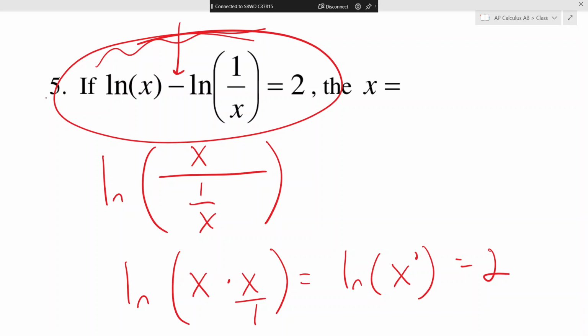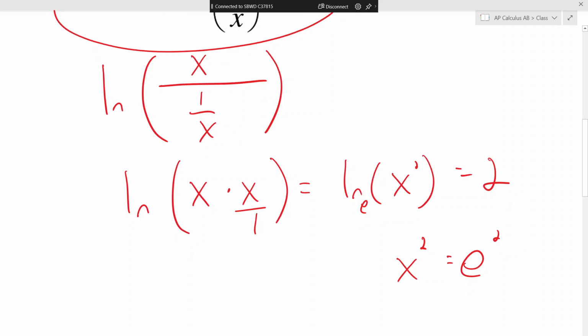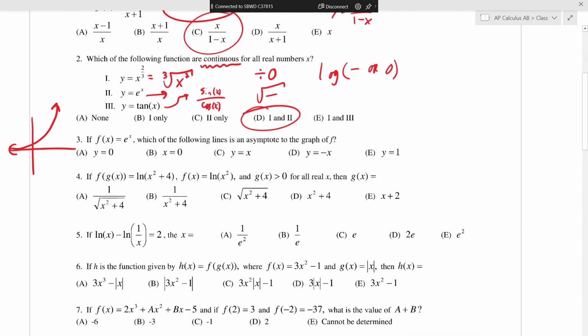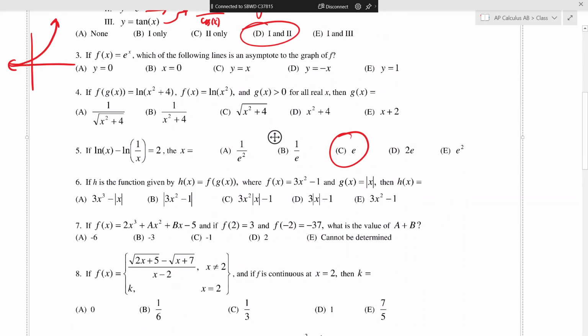Now, I know you don't like logs, and we went over this already, but still for some reason you block it out in your head. Ln of x squared equals 2 says that this is base e. E to the second power is x squared. That's what that says. And if e squared equals x squared, then it sure makes sense that e is x. All right, so that's the answer to that question. Boom, e.